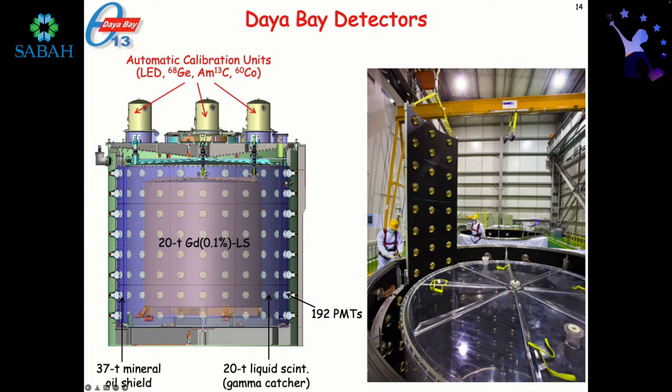And this picture shows you when we built the detector. To give you some idea about the size of the detector, a human being is about 1.5 to 1.8 meters in height, and our detector is 5 meters tall and also about 5 meters in diameter.